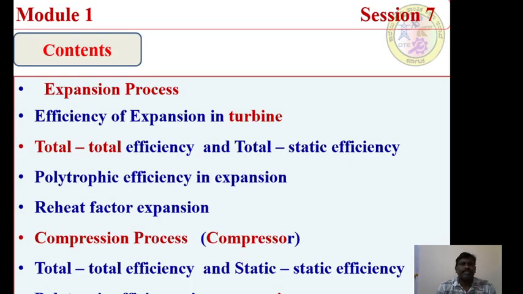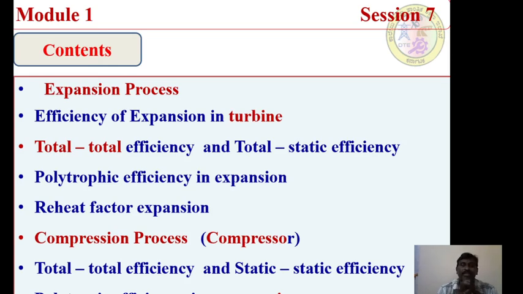Let us see some few more informations in this session about a turbo machine process and a turbo machine system. We have an expansion process, efficiency of expansion in turbine, total to total efficiency and total to static efficiency, polytropic efficiency in expansion, reheat factor in expansion, compression process, total to total efficiency and static to static efficiency, polytropic efficiency in compression.